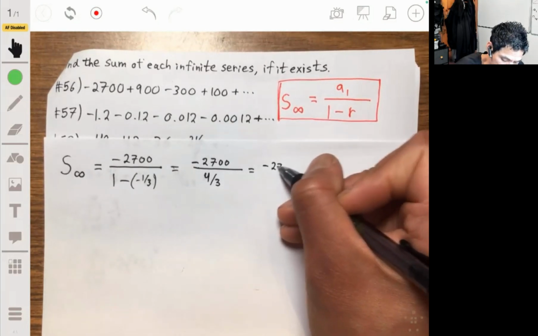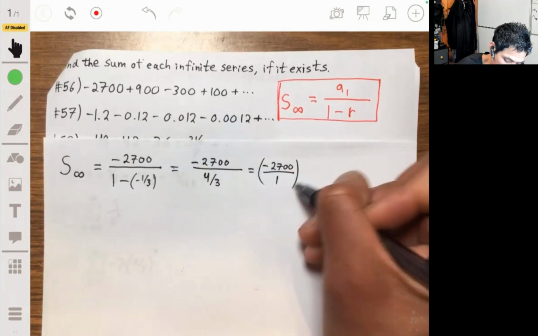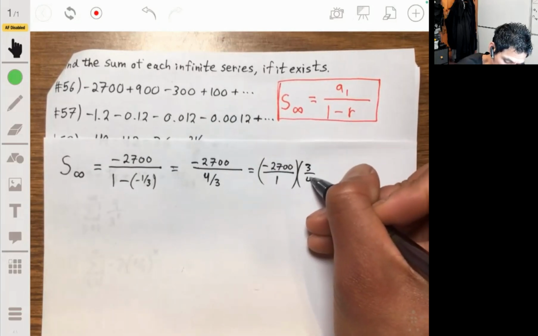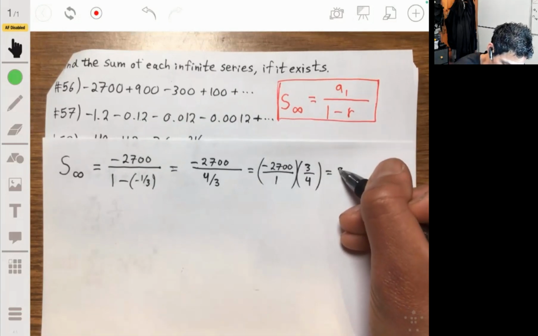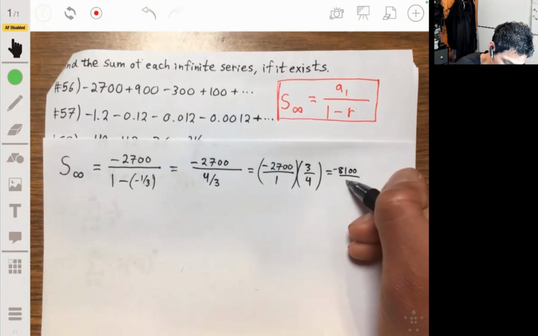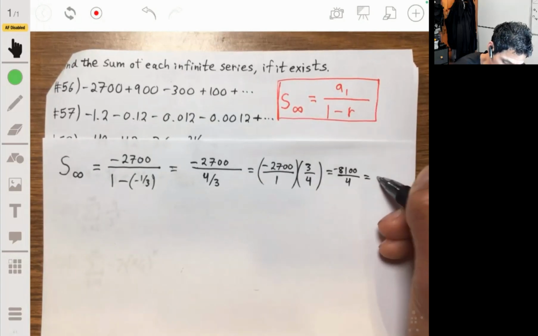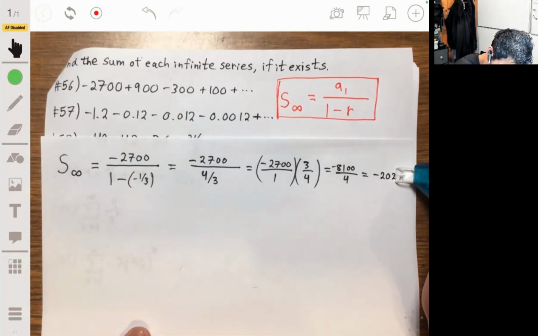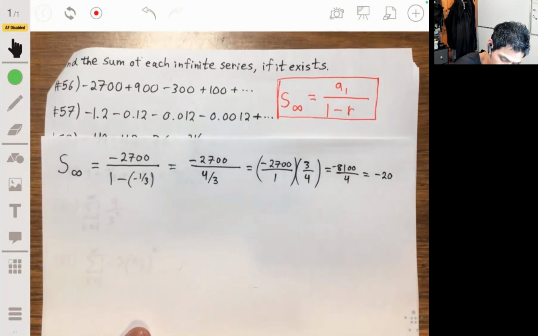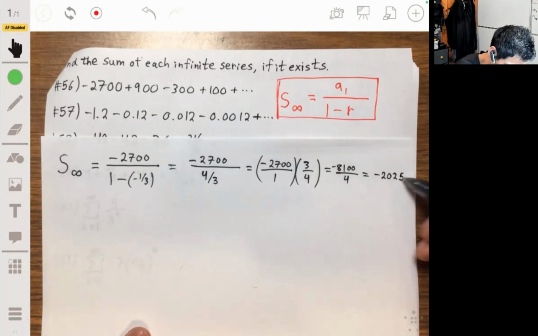Doing the math of fractions, this is negative 2700 over 1 times the reciprocal of 4/3, so times 3/4. I believe that'll be 8100, right? Yep, so negative 8100 over 4. And that's just negative 2025. That's not a 25. I don't know why I do that. Negative 2025.